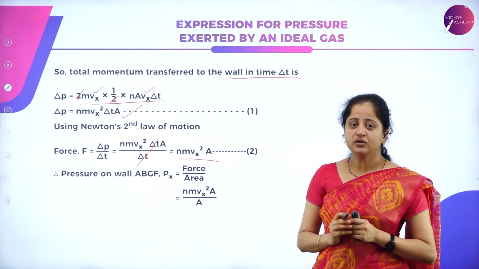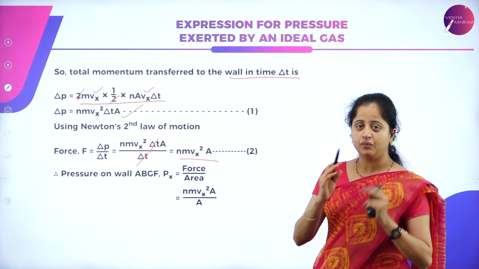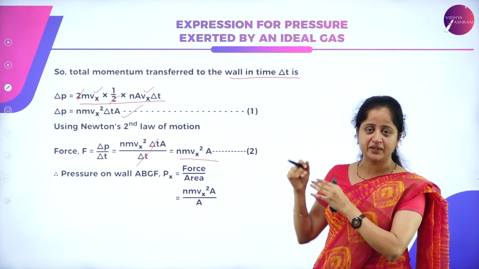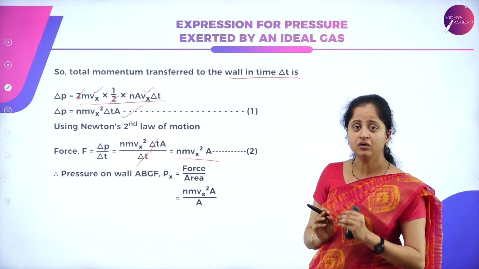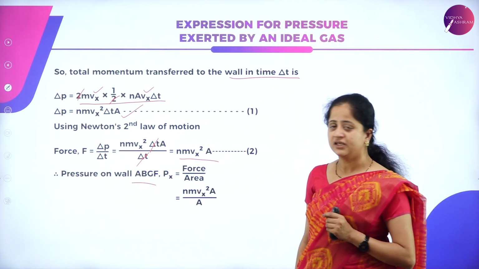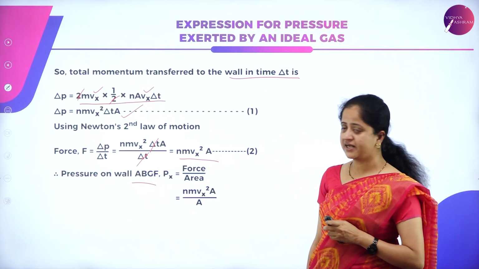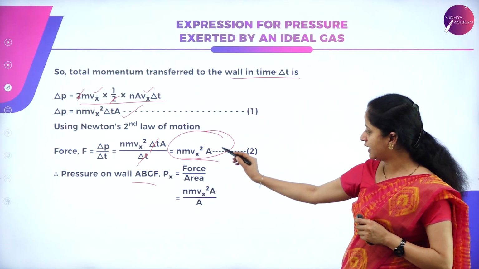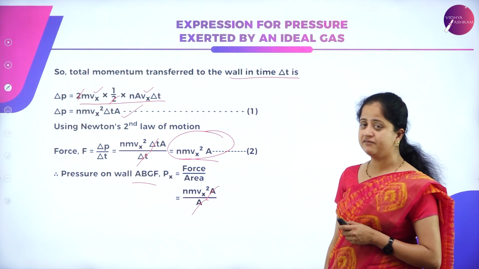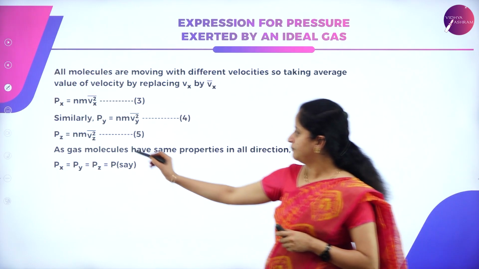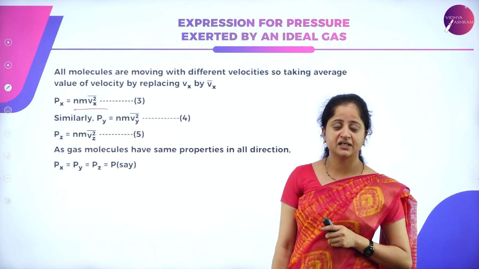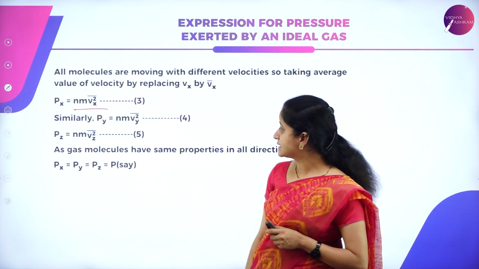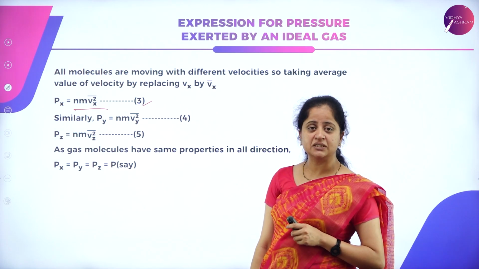Now what is the total pressure on a particular wall? One side wall we have considered, on which the gas molecule is going, hitting and rebounding back. So we are considering that scenario. What is the total pressure on the wall? P is equal to force divided by area. But what is force? We have the expression here: n m vx squared A divided by A. A and A cancel, and we remain with Px is equal to n m vx squared. What is vx? It is the velocity of the molecule in the x direction. I'll take this as equation 3.